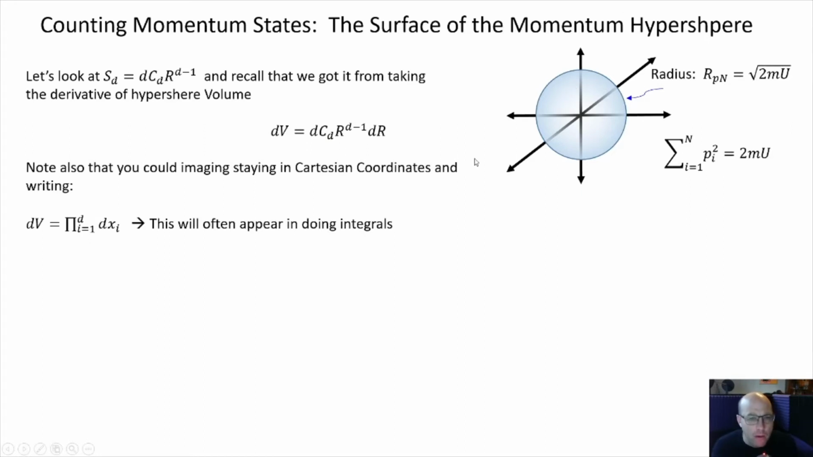We should keep in mind that we could also imagine doing this whole thing in Cartesian coordinates and saying the differential volume element is just equal to the extended product over all the dimensions of the space times each individual differential element. You'll see products like this underneath integral signs in a lot of what we're doing, and that's important for what we're about to do next. This would be the standard Cartesian product, whereas up here we're working in a sort of modified spherical coordinates where we aren't thinking about the angular variables because the sphere doesn't have any angular dependence.